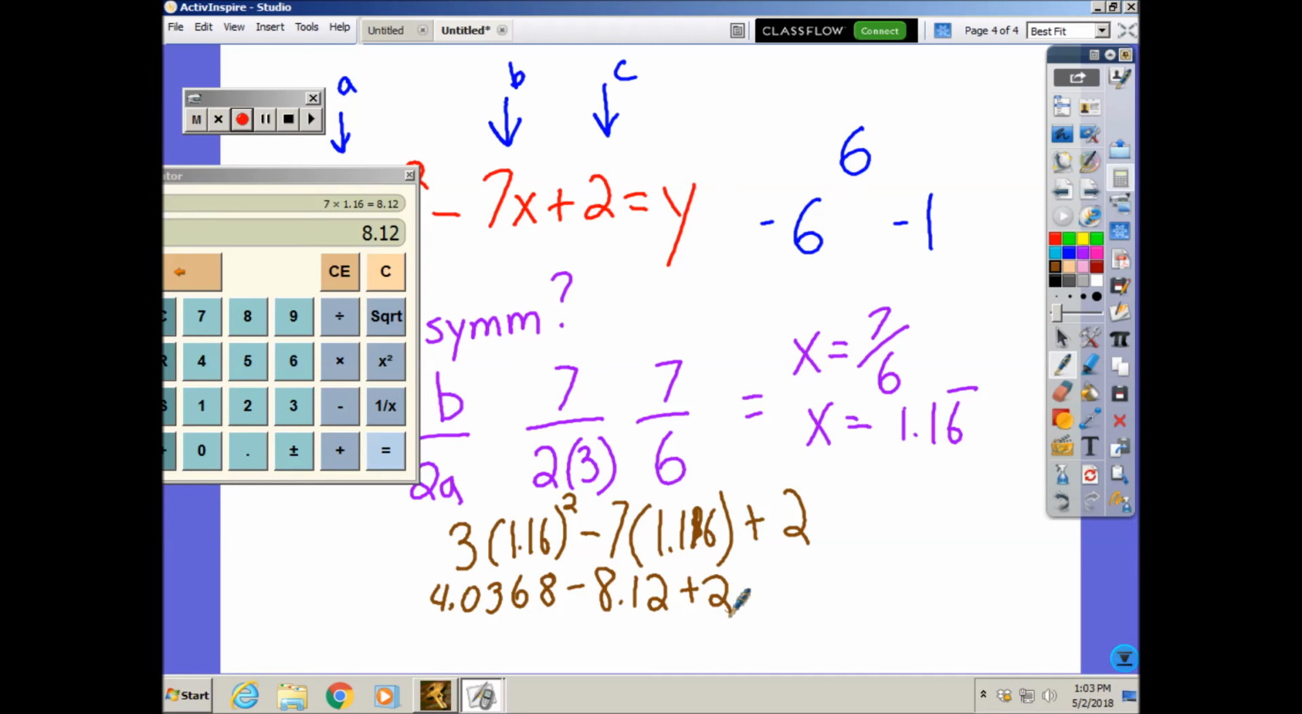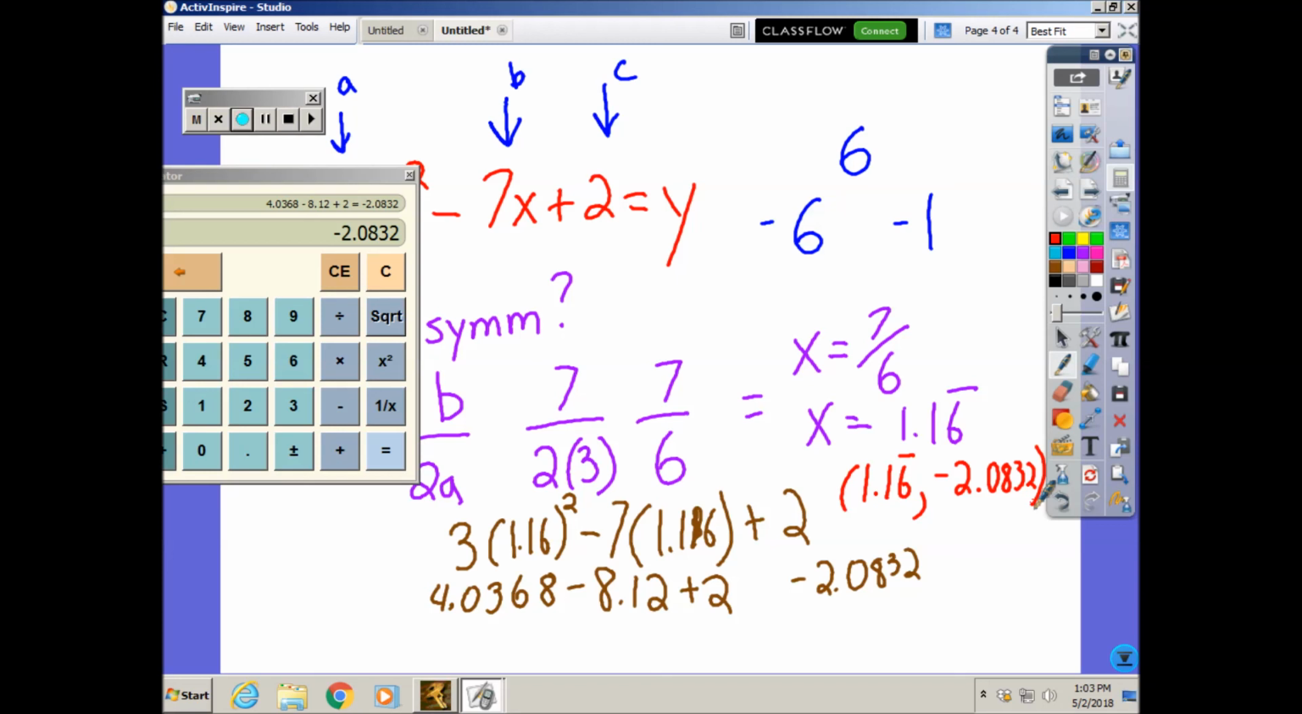I'm so tired. 4.0368 minus 8.12 plus 2 equals negative 2.0832. But that's not the vertex, is it? That's the y value of the vertex. So it's 1.16 for the x value of the vertex, negative 2.0832 for the y value of the vertex.